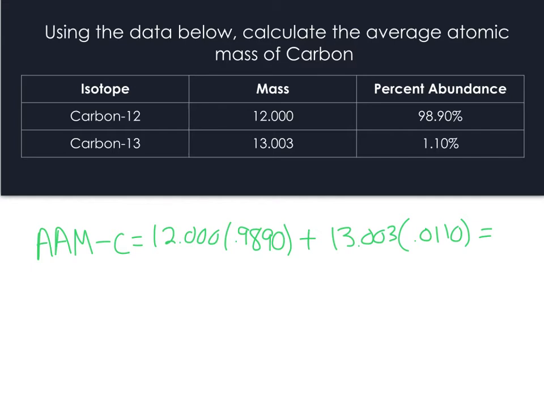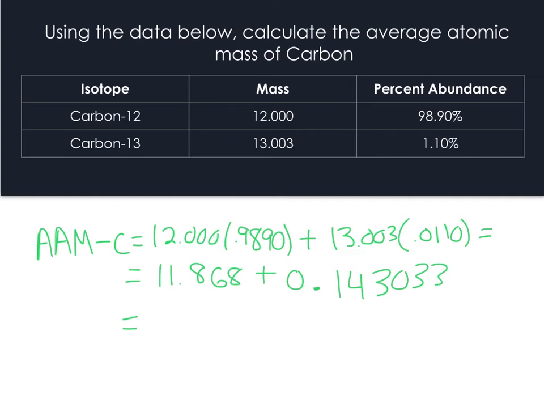All right, so this is 11.8968. Nope, that's a lie. 11.868 plus the other one, 13.003 times 0.0110. This one is 0.143033. Okay. I don't know why I left such a huge gap there. This is why I don't do math in front of people. All right. So then I add those two together.